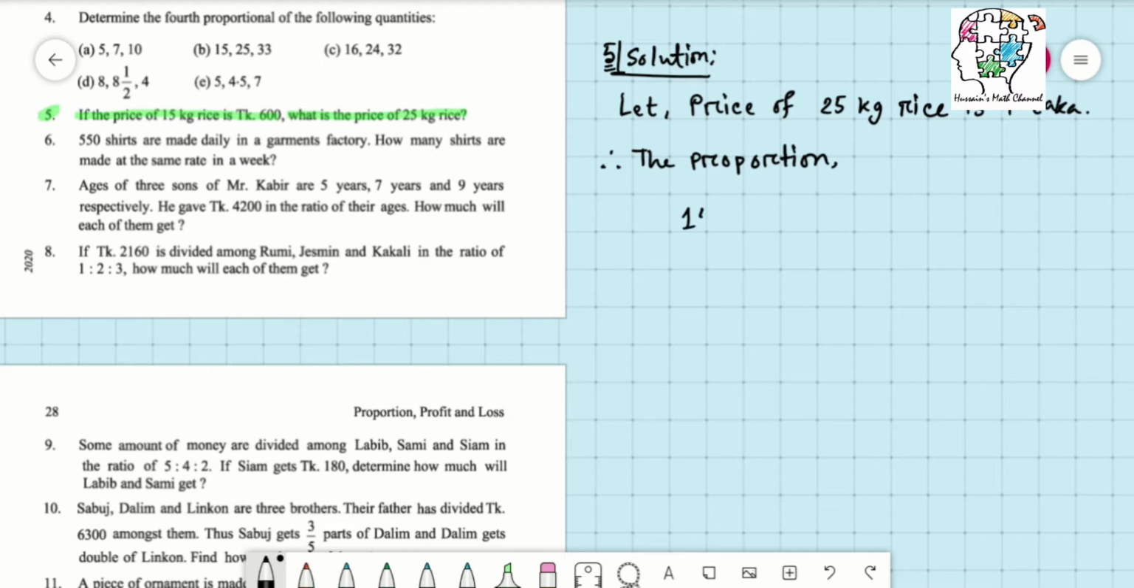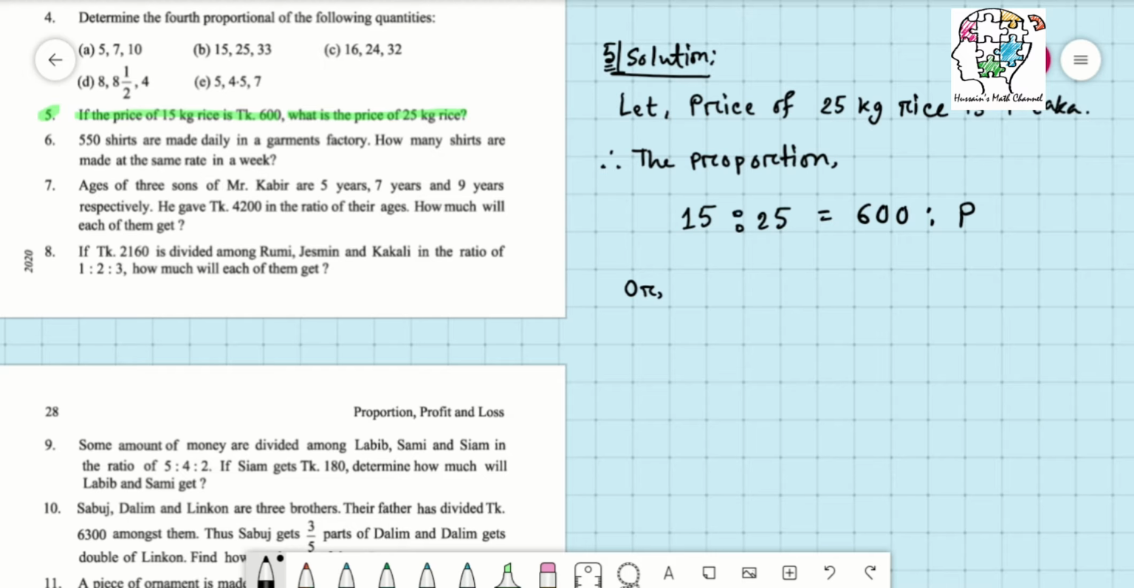15 kg is to 25 kg is equal to 600 taka is to p taka. The proportion becomes like this. We just write the two kg units on the left side with the help of ratio, and then we write the two prices on the right side of the equation. Now we solve it for p.